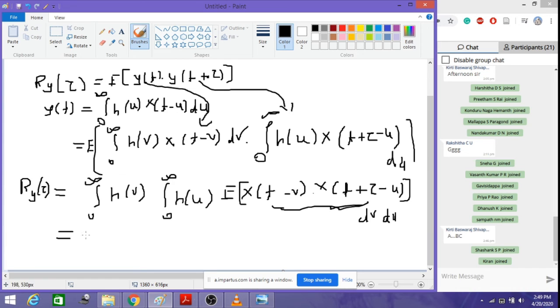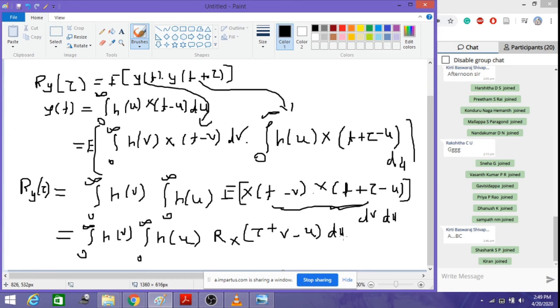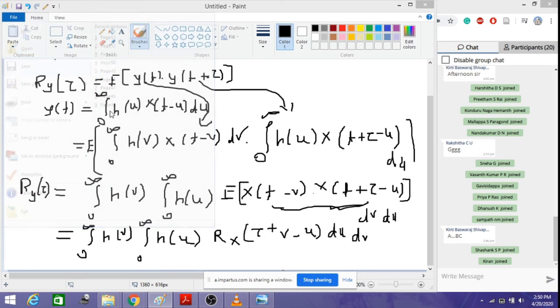So this autocorrelation of x is nothing but the integral from 0 to infinity of h of v into the integral from 0 to infinity of h of u into Rx of tau plus v minus u into du into dv. So this is what we'll get. Then, if you want to relate this in terms of its spectral density, we'll go to the next page.